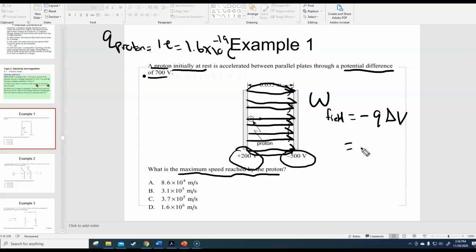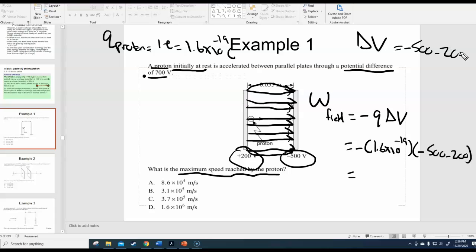That's going to be negative 1.6 times 10 to the negative 19. And here the potential difference is actually going to be negative 500 minus 200. And if you want to know why, anytime you have a change in something, it's always the final value minus the initial value. So in this case, if you put the proton on the left plate, it ends up on the right plate, the final potential would be negative 500, and the initial potential is 200.